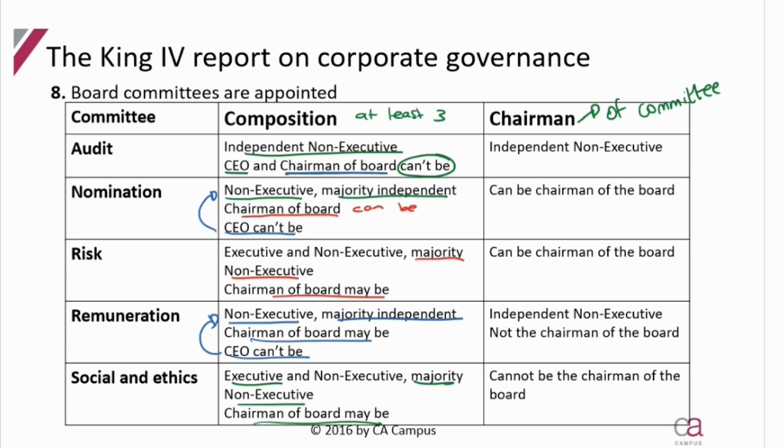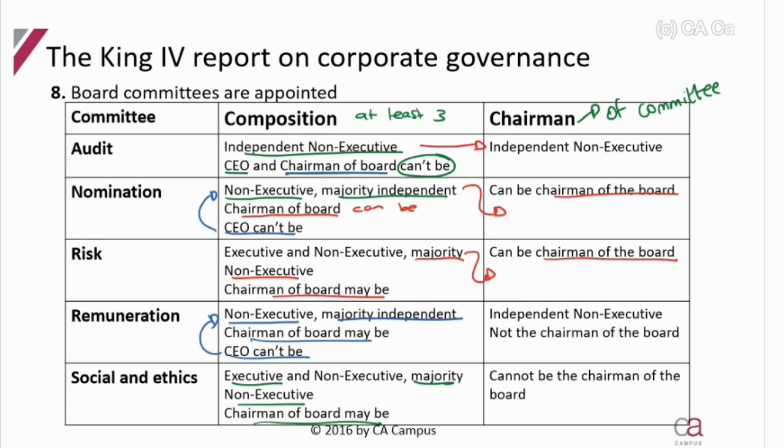Then when we're looking at the chairman of the specific committee, what should he be? Audit. You could only have independent non-execs, and therefore obviously the chairman would have to be an independent non-exec. For your nomination, the chairman can be the chairman of the board. They don't actually give you a criteria that he has to be an independent non-exec. So I know he has to be a non-exec, but he doesn't necessarily have to be independent. The risk committee, the chairman of the board can also be the chairman here. And otherwise, it would be anybody else, because they don't actually give me a criteria.